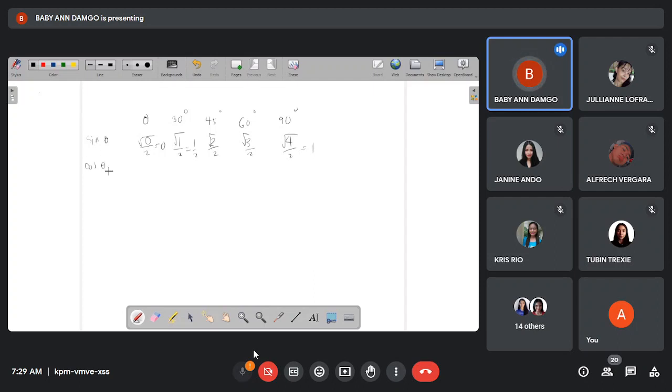So, for cosine, it is reversed. So, here, the 1 starts. So, this is square root of 3 over 2. This is square root of 2 over 2. For 60 degrees, this is 1 half. And then, this is 0.